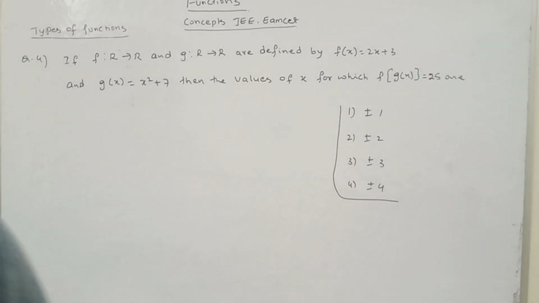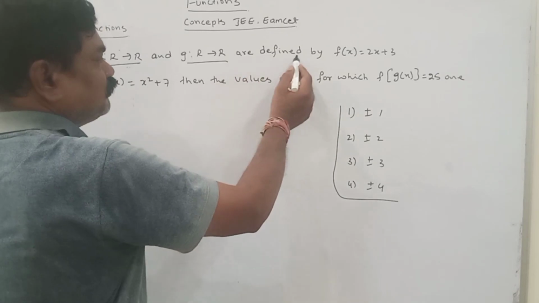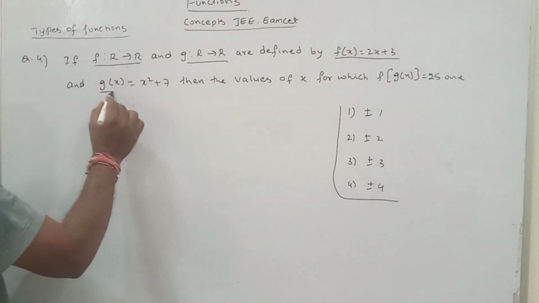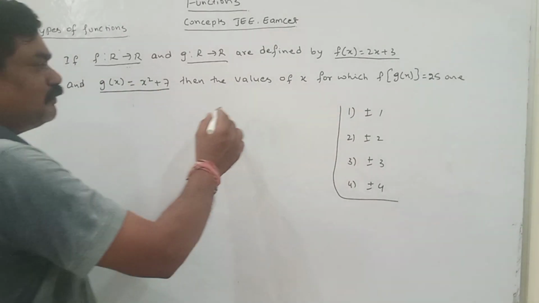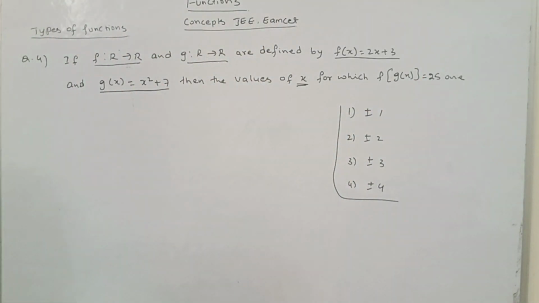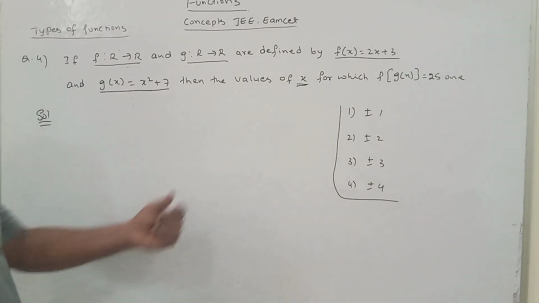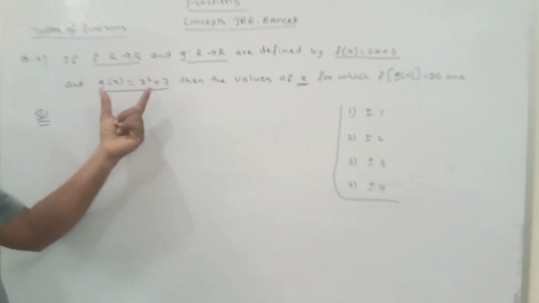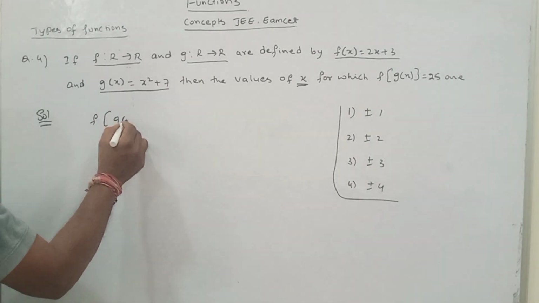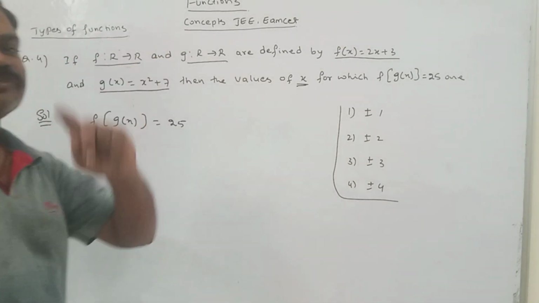Here is one more problem on functions. If f from R to R and g from R to R are defined by f of x is equal to 2x plus 3 and g of x is equal to x square plus 7, then find the values of x for which f of g of x is equal to 25. So here f of x is 2x plus 3 and g of x is x square plus 7. We have to find the values of x.